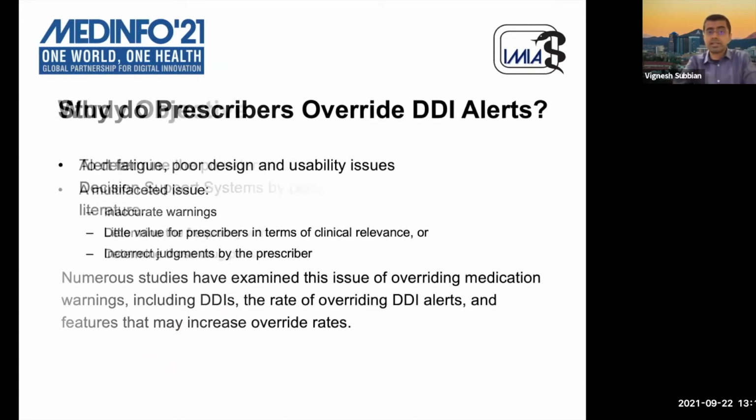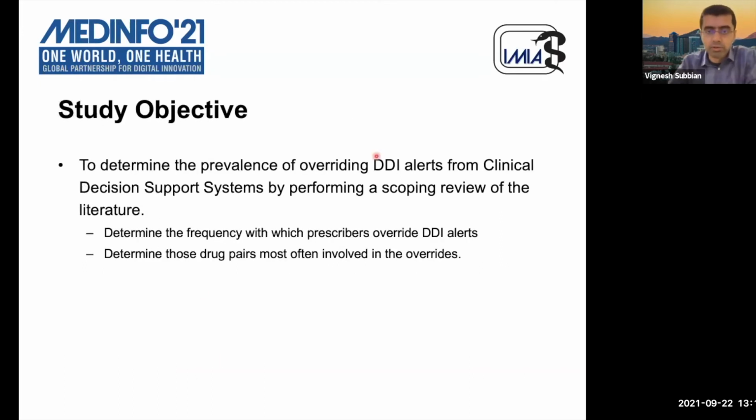So our study objective is to determine the prevalence of overriding drug-drug interaction alerts from clinical decision support systems. And we sought to do that using a systematic review of existing literature. More specifically, we have two objectives. The first is determining the frequency with which prescribers override drug-drug interaction alerts. And the second is determining those drug pairs that are most often involved in the overrides.